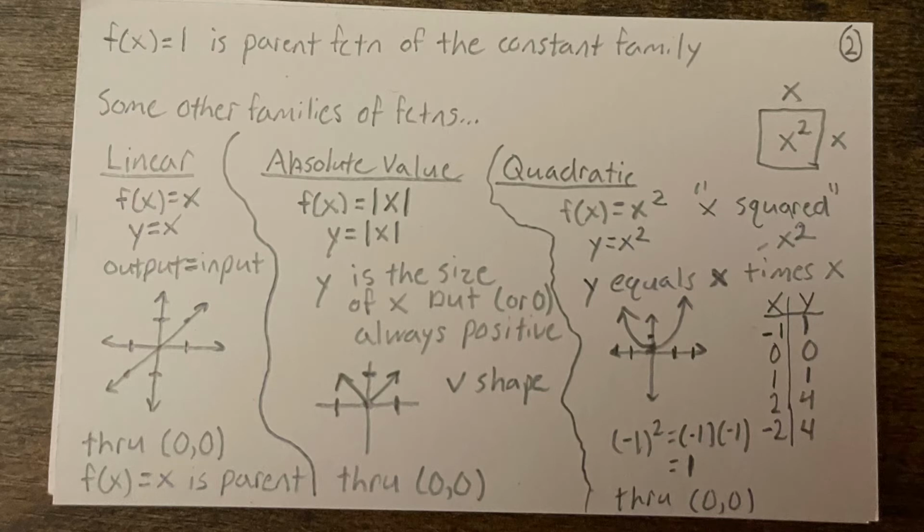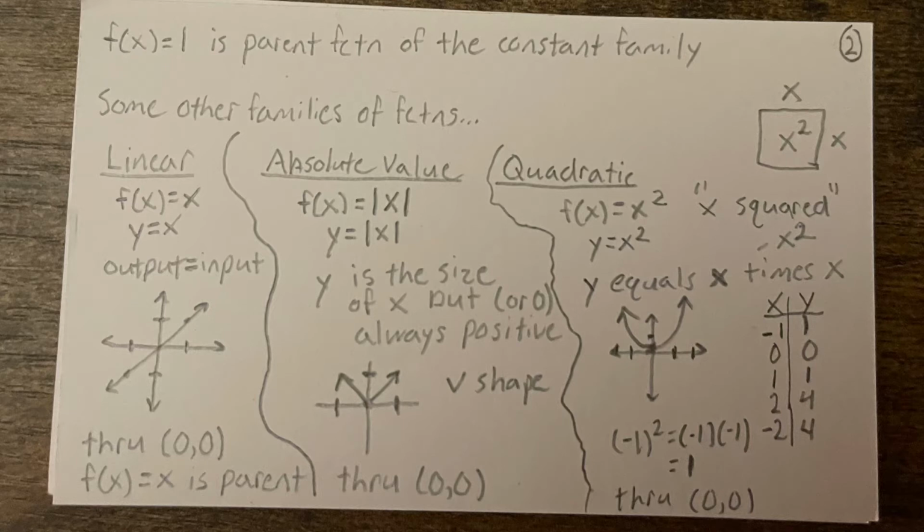The absolute value family has parent function f of x equals the absolute value of x. Absolute value means the size. The sign, positive or negative, is not relevant. Absolute value of a negative is a positive. Absolute value of negative 2 equals positive 2. Absolute value of positive 2 equals positive 2. Absolute value of 0 equals 0. All functions in the absolute value family have a graph that is V-shaped. The parent function has a vertex, or point, at the origin, 0, 0.